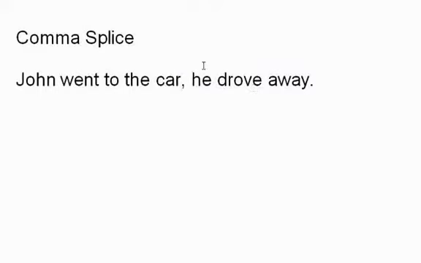Well, you could add the word and, just like we did in the other example. John went to the car and he drove away. Or put a period here and start this sentence over again. John went to the car. He drove away. Two complete sentences. But you can't join two complete sentences into one with just a comma. That's called a comma splice.